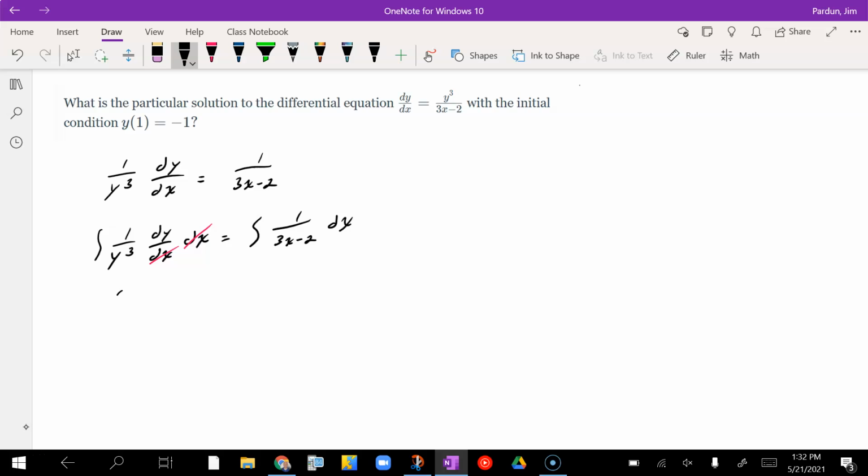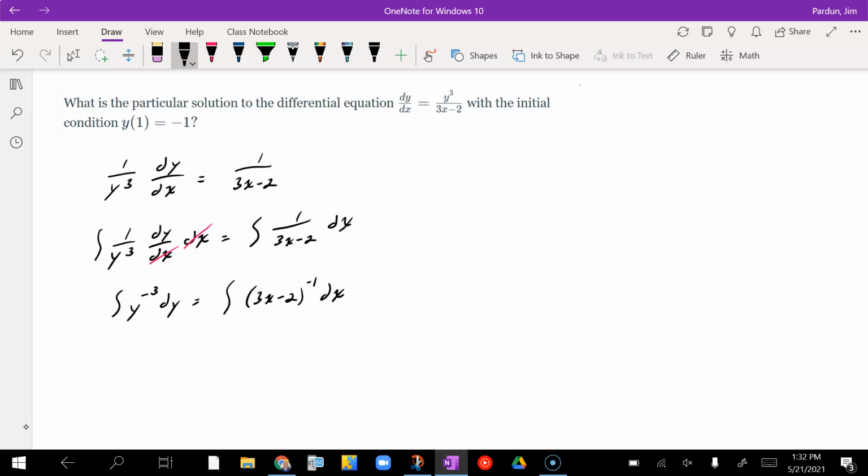So I'm going to rewrite this as the integral of y to the negative 3 dy. And I'm going to go ahead and write this integral over here as 3x minus 2 to the negative 1 dx. I guess it is a u sub problem. We can show the u sub. You might be able to do the right-hand side on your own without a u substitution, but I'll show you how to do it with a u sub, just so you know.